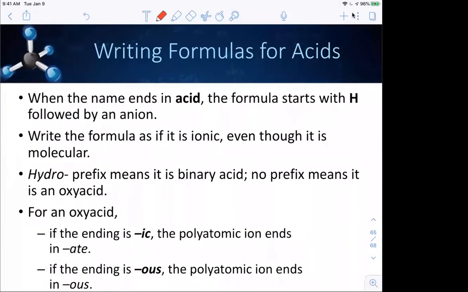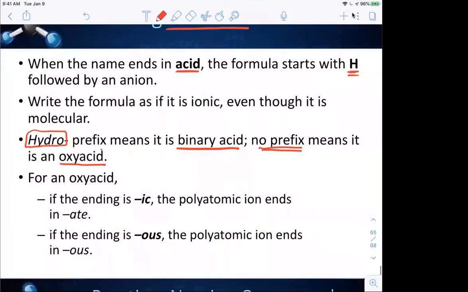What if I have the name and I need to write the formula? When the name ends in acid, I'm going to start with hydrogen. So I'm going to write the formula as if it is ionic, even though it's molecular. If I have the prefix hydro, I know it's a binary acid. If I have no prefix, it's going to be an oxyacid.